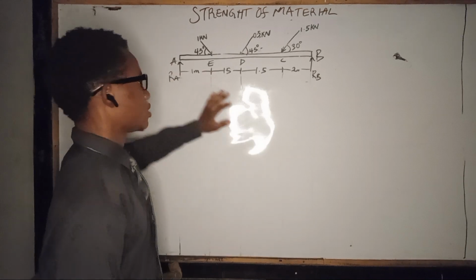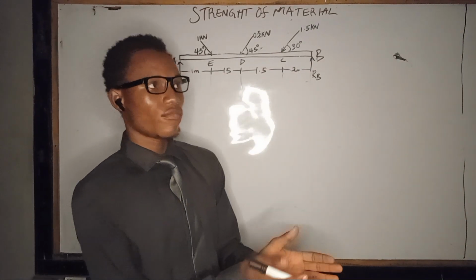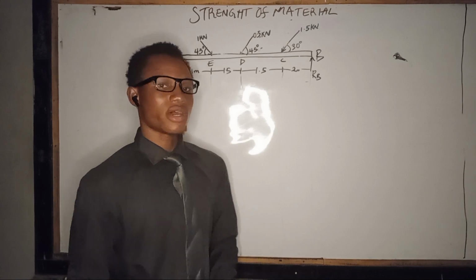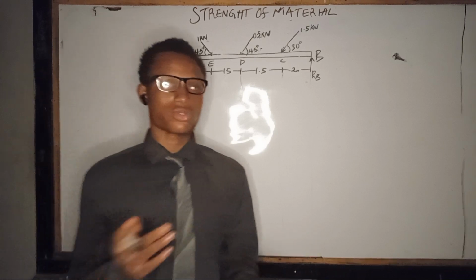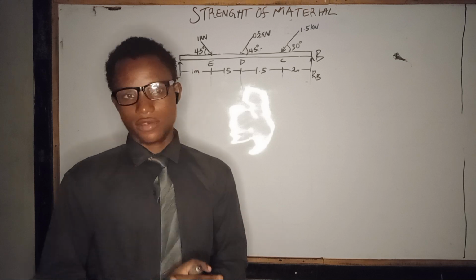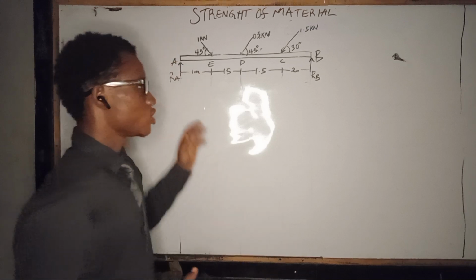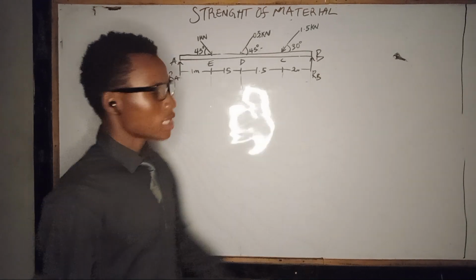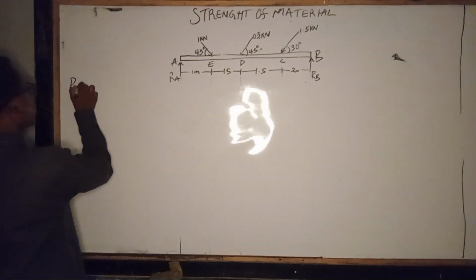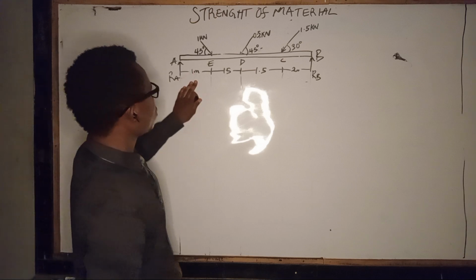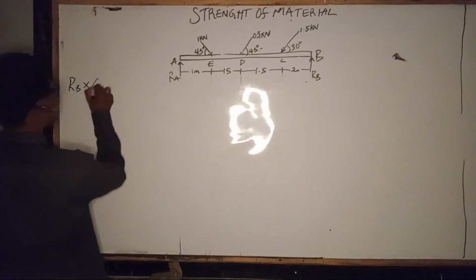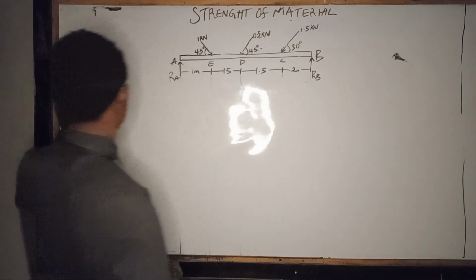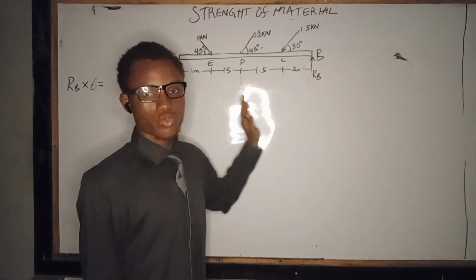But in this particular case, we are going to find the vertical components of the loads in order to be able to start solving them. As I said in my previous simply supported problems, the first thing to do is to find your reaction. Finding the reaction here, R of B times the total length, which is 6, is equal to the bending moment. That is, the reaction times the total length is equal to the bending moment.